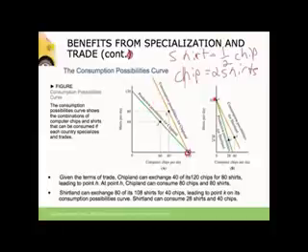The same is going to be true for Shirtland. Shirtland specializes in the production of shirts and can trade them at each shirt for 1/2 a chip instead of each shirt for 1/3 of a chip, which was their own opportunity cost. So their consumption possibilities curve is also outside of their production possibilities curve. So each country, when they specialize in what they have a comparative advantage in and then trade on the world market, can consume outside of their production possibilities curve. This is the gains from trade when we specialize in what we have a comparative advantage in.